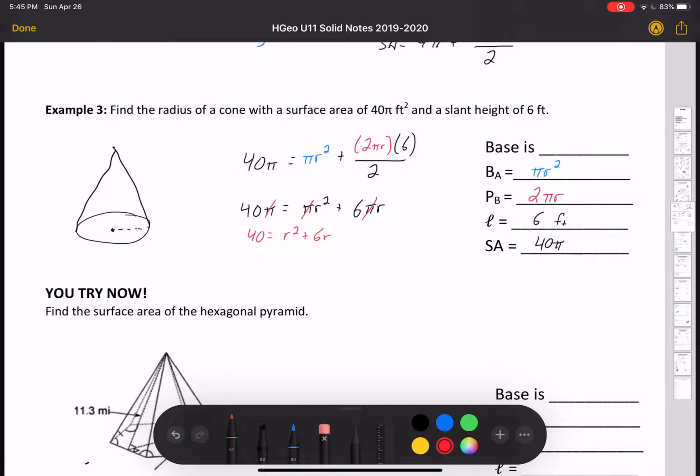plus 6r. Well, this is a quadratic, so I need to get this set equal to 0. r squared plus 6r minus 40 equals 0. Factor this. It's going to factor to r plus 10 times r minus 4 equals 0, which means r is going to be 4 or r is going to be negative 10. Well, a radius cannot be negative, so the radius is going to have to be 4 feet. Okay, so that's how you can work backwards on one of those problems.